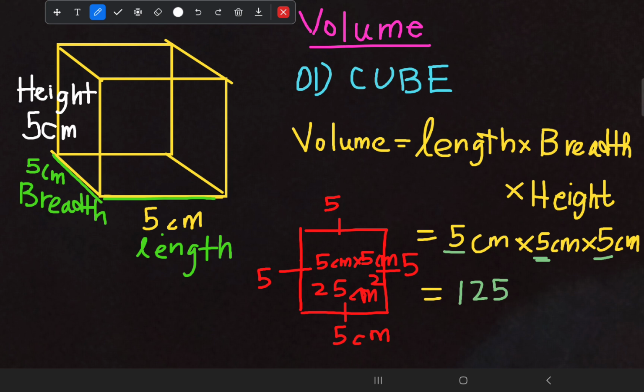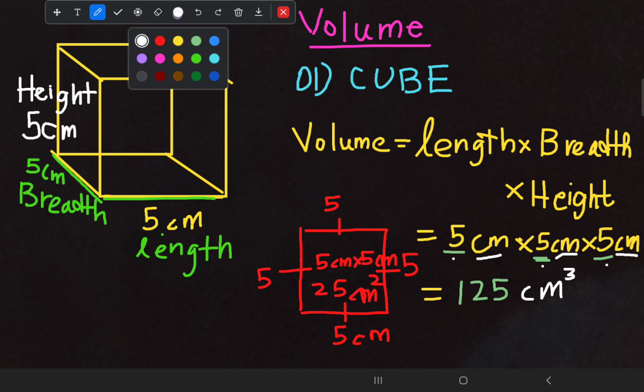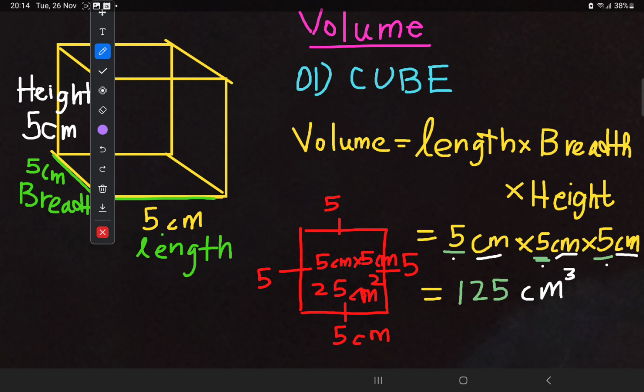But in volume, volume is another dimension. Here, what are we doing? 5 into 5 into 5. You know how to multiply that. That is 125. Here we are multiplying centimeter into centimeter into centimeter. There are 3 centimeters, so centimeter cube, centimeter power of 3. This is the unit we use to identify volume. Basically, we are using 3 units to indicate the volume.